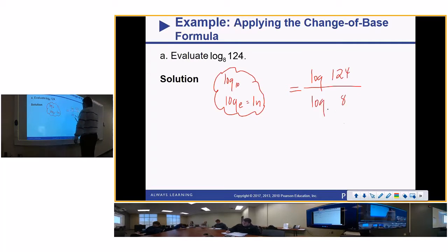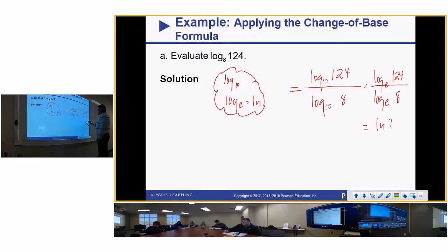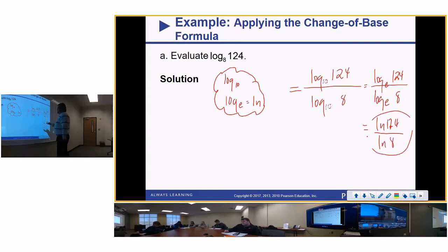And it's understood that this is log base 10. Or you could change it to log base E of 124 over log base E of 8, which is equal to the natural log of 124 over the natural log of 8. So if you did either one of those two, you get the same answer.